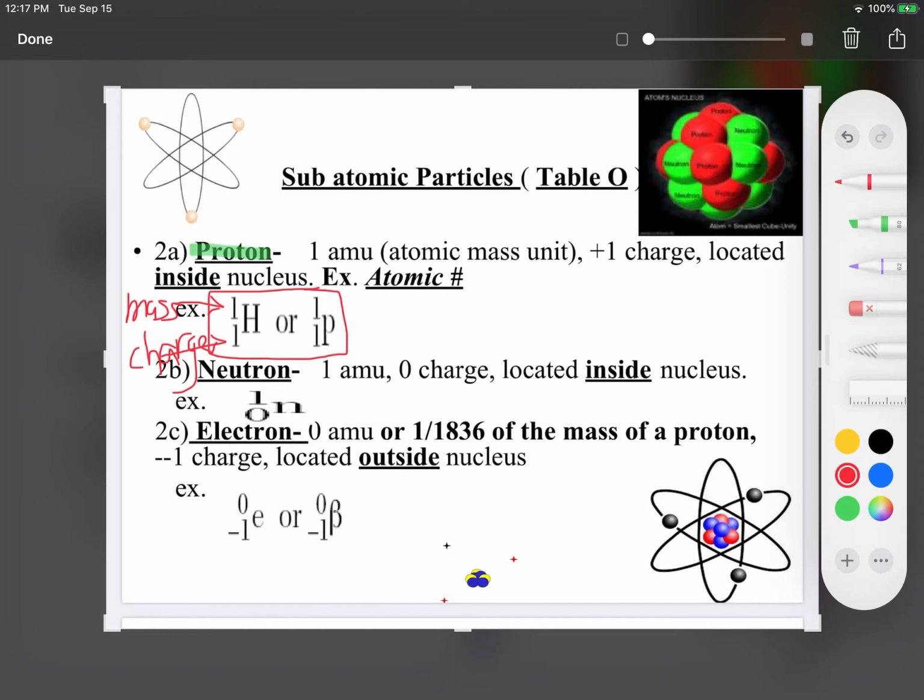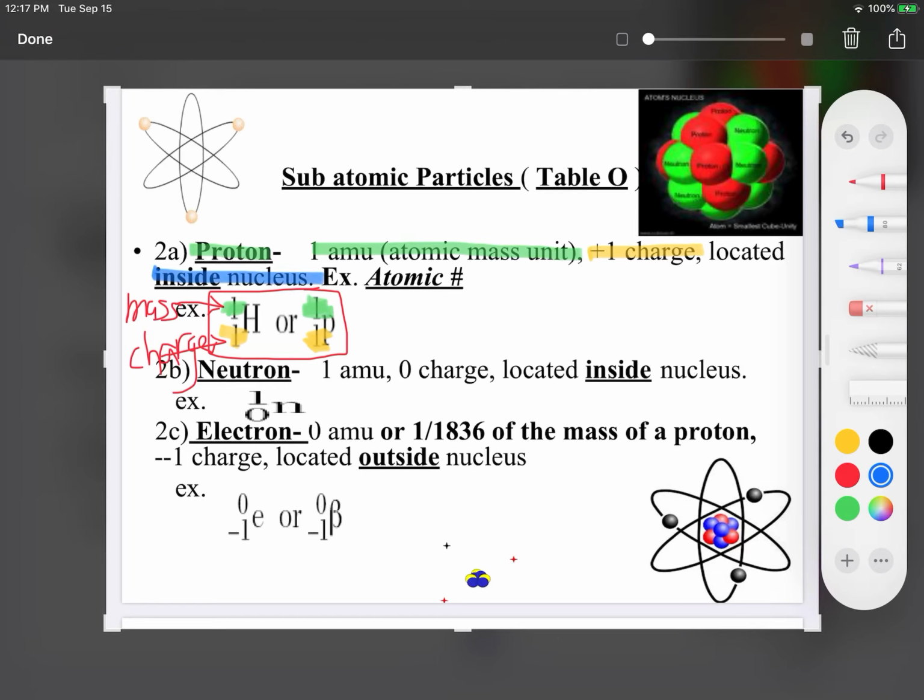Okay? So if you look over here, look how nice this is. They gave us 2 of the 3 most important things here. The atomic mass says 1 AMU. Well, that's what the mass is. It's on top. All right? The charge is located on the bottom here. That's +1. So that is your charge or atomic number there, which is 1, but it's understood as +1. The only thing you need to know is where it's located. It's located inside the nucleus.